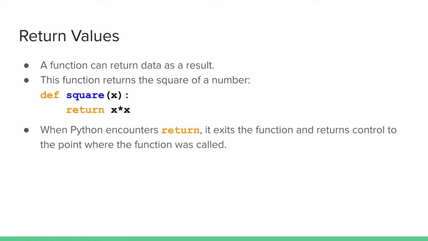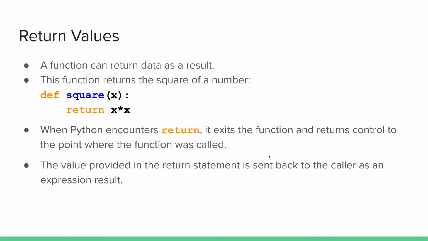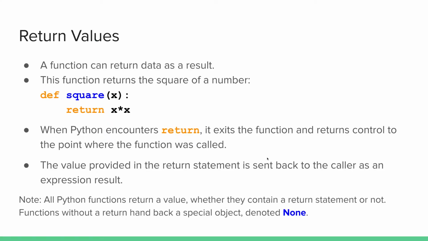So when Python encounters return, it exits the function and returns control to the point where the function was called. And remember that the value provided in the return statement is sent back to the caller as an expression result. Finally, please note that all Python functions actually return a value, whether they contain a return statement or not. Functions without an explicit return statement hand back a special object denoted as None.